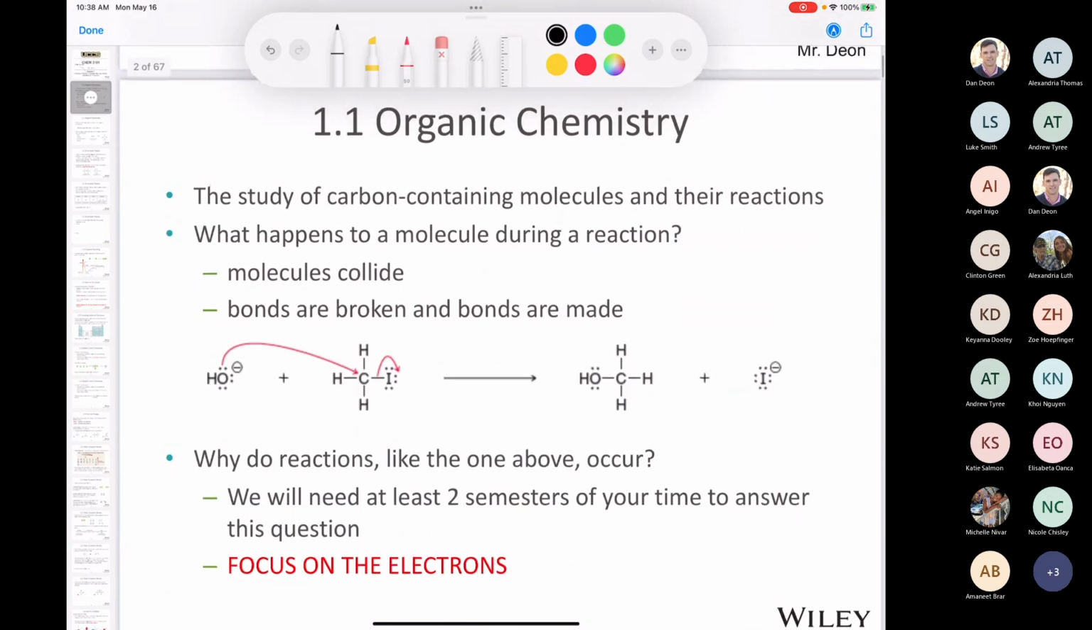Well, let's move on and talk about what organic chemistry is. It says that organic chemistry is the study of carbon-containing molecules and their reactions. So we are looking at carbon-containing molecules.